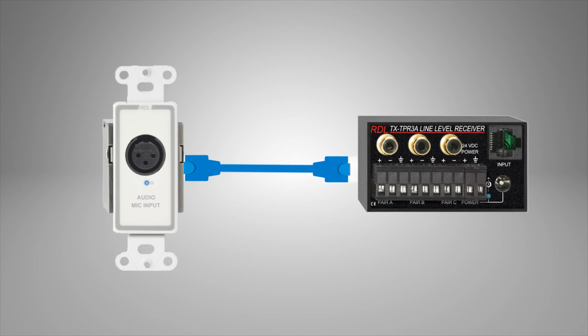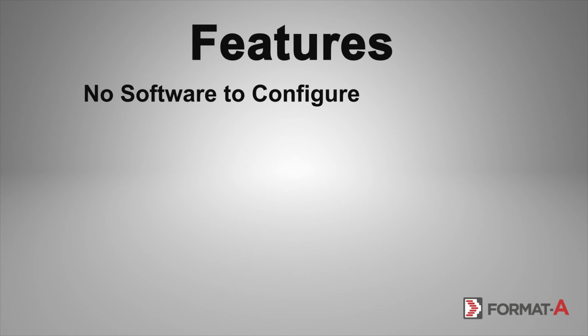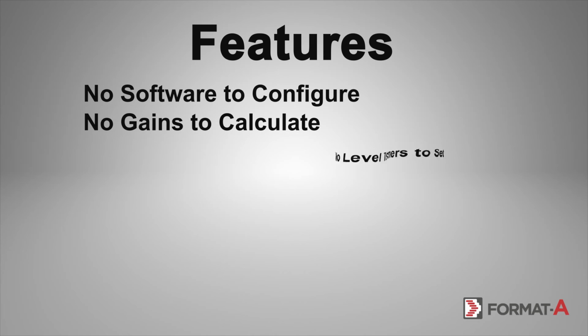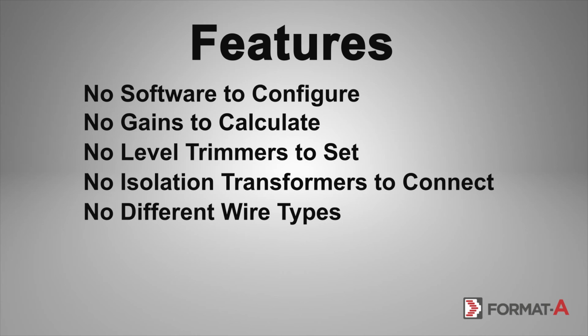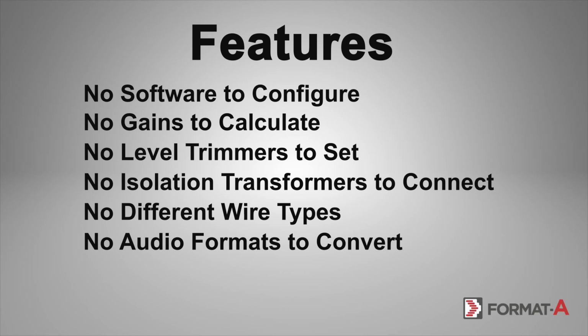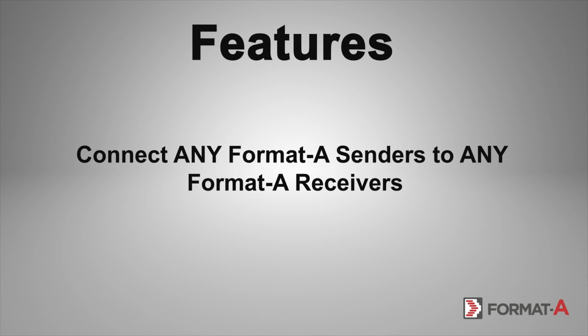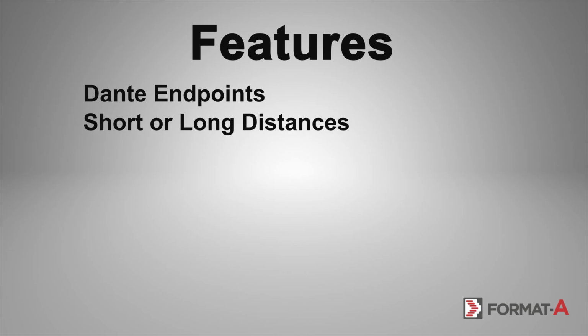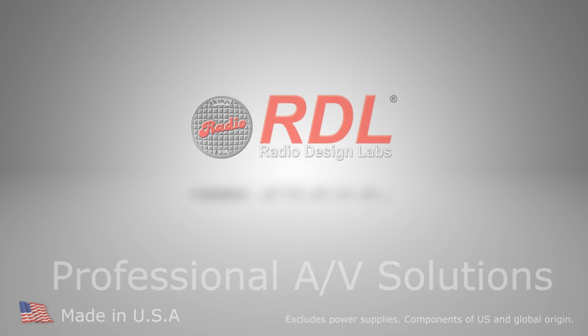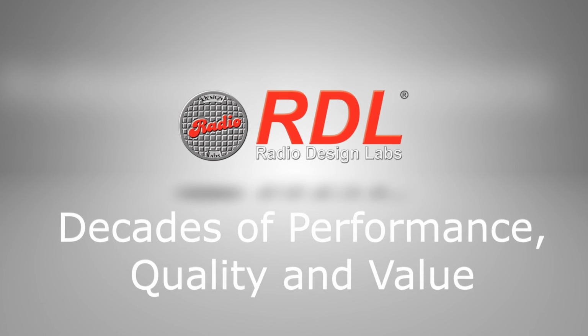All the Format A modules simply connect to the cable run. There are no programming or software settings to configure, gains to calculate, level trimmers to set, isolation transformers to connect, different wire types to pre-wire, or audio formats to convert. Choose Endpoint modules with the connections you need and plug them together. Whether you need to break out user connections in a Dante network, send and receive audio over short or long distances, or distribute audio sources to multiple destinations, Format A is unmatched in performance, quality, and value.